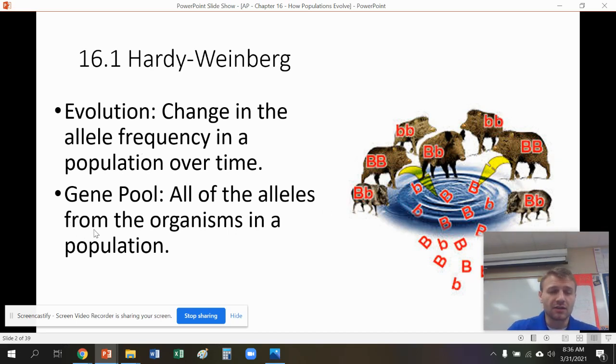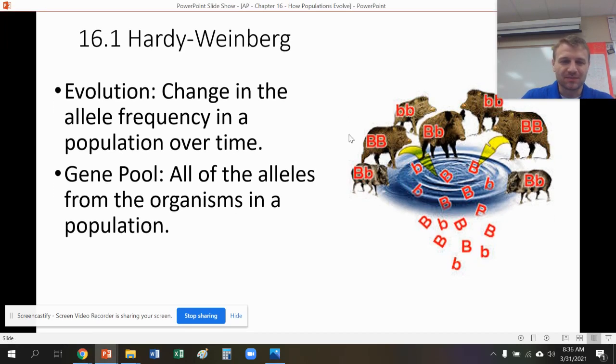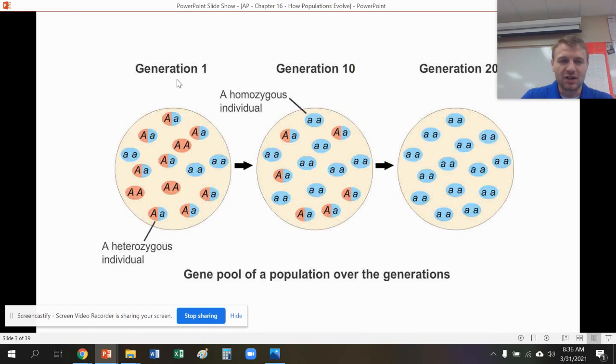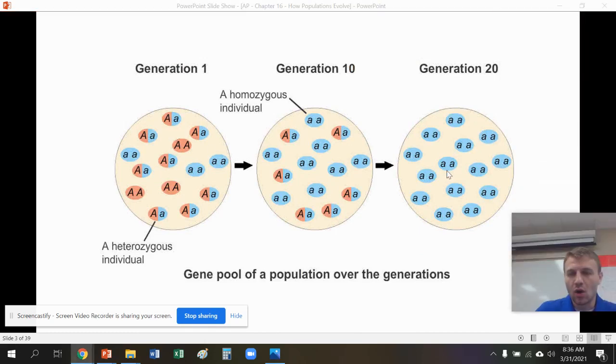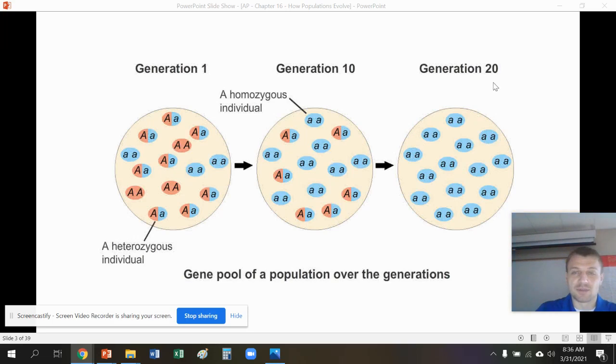Gene pool, all of the alleles from the organisms in a population. I always find this to be a funny looking diagram because no one could understand this diagram without this kind of context of gene pool. So this is all the alleles. You can see here all these alleles are accounted for each one of these organisms. So you can see here in this generation, we start out with about half and half. And then you can see by generation 20, we're having a lot more of the recessive alleles here. So evolution has occurred in these populations.